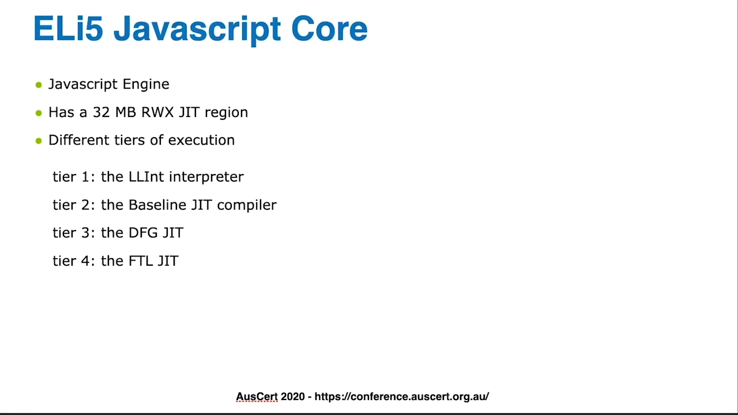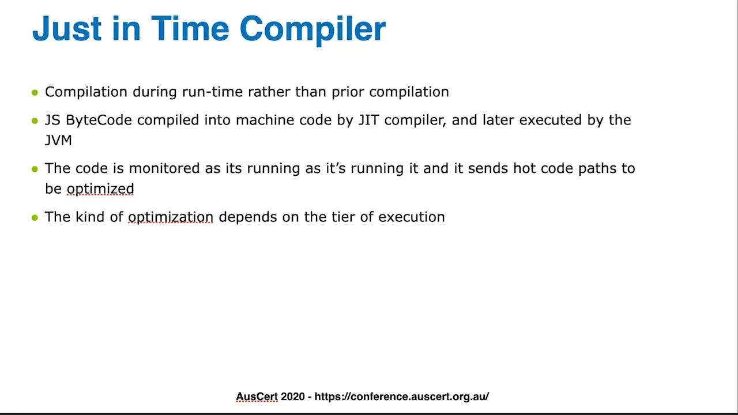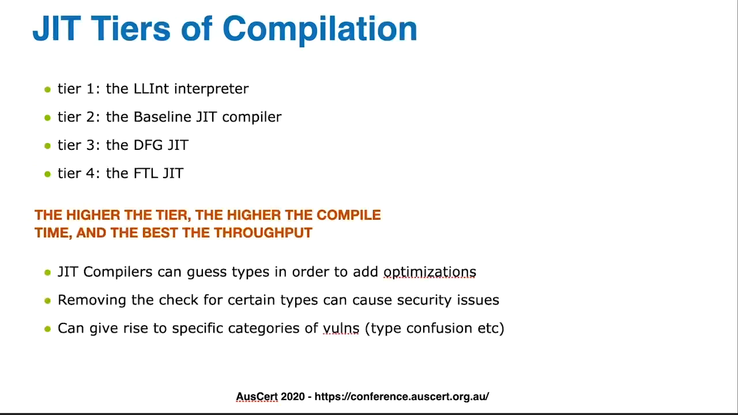So what is JIT? What does just-in-time compilation mean? Just-in-time compilation means the compilation happens during runtime rather than prior. The way it works is that the JavaScript bytecode is compiled into machine code by the JIT compiler and then later executed by the JavaScript virtual machine, or the Java virtual machine, sorry. The code is monitored as it's running, and it sends the hot code paths to be optimized. So what this means is that if a function is executing several times, then it will be sent for optimization. And the kind of optimization depends on the tier of execution. There are 4 different tiers of execution, and the higher the tier, the higher the compile time. However, the best throughput would be achieved with that.